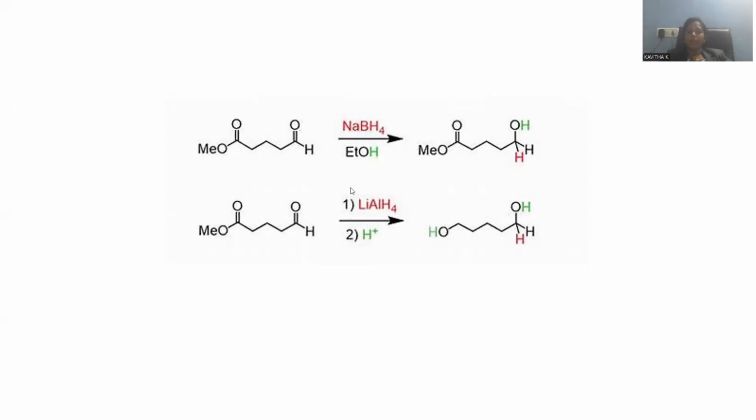But when the same compound is reacted with lithium aluminum hydride, on both the edges you can notice alcohol. This is the comparative factor in the strength of lithium aluminum hydride and sodium borohydride. Lithium aluminum hydride is stronger, hence the ester is also reduced into alcohol. Sodium borohydride is mild, so the ester will be unreactive.